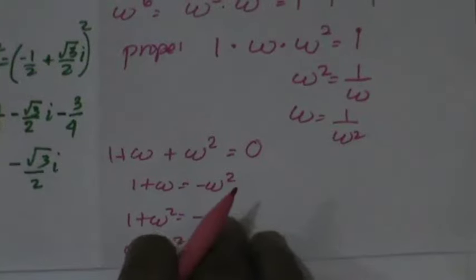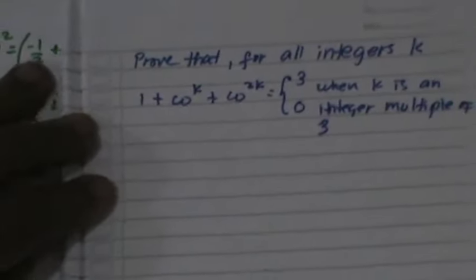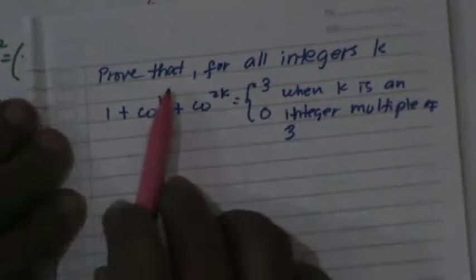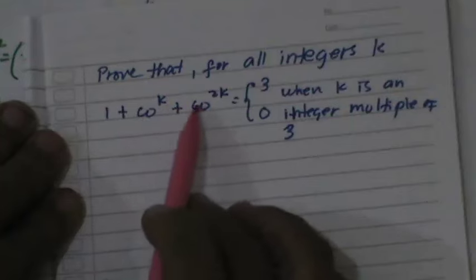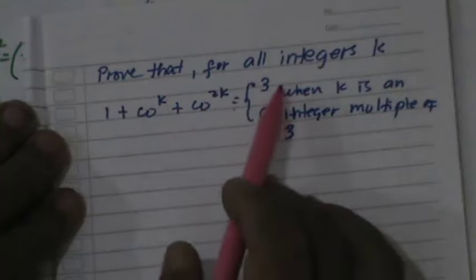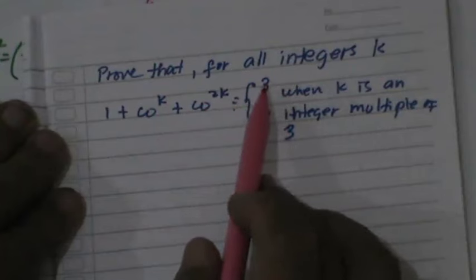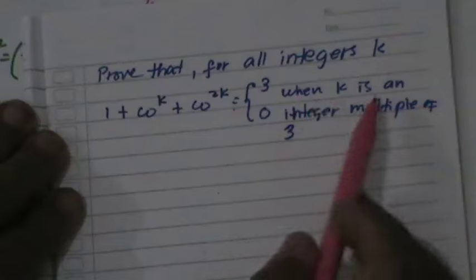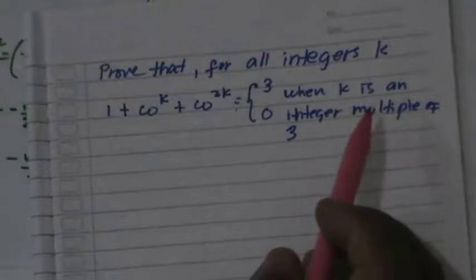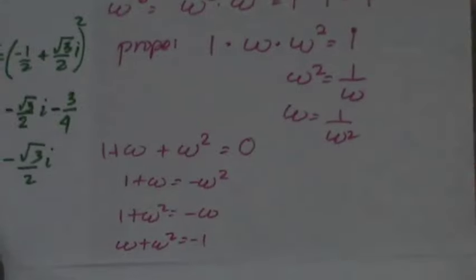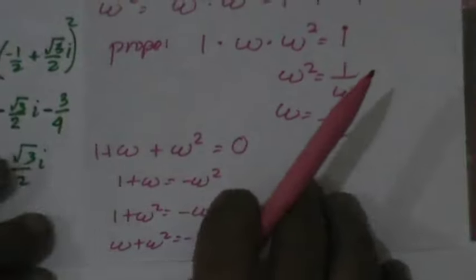In your examination, you will be asked, for example, to prove something like this. This one is one of the questions in your exam: prove that for all integers k, 1 plus omega to the k plus omega to the 2k is equal to 3, or 0 when k is not an integer multiple of 3. So this is just a sample question. But before we go into this one, let's just try to complete this property. Here's the property of the cubes of unity.